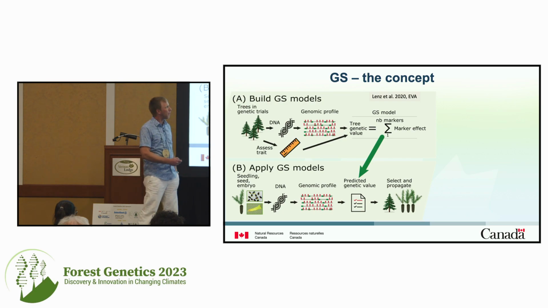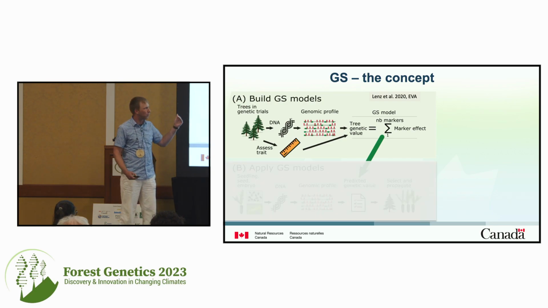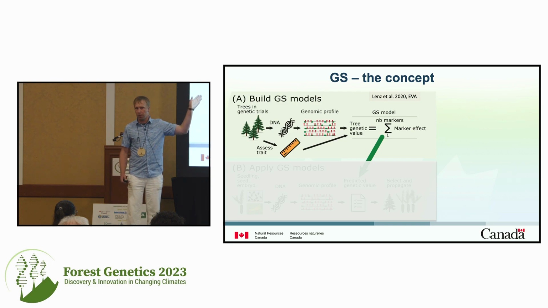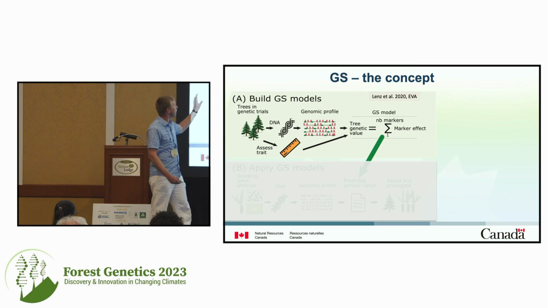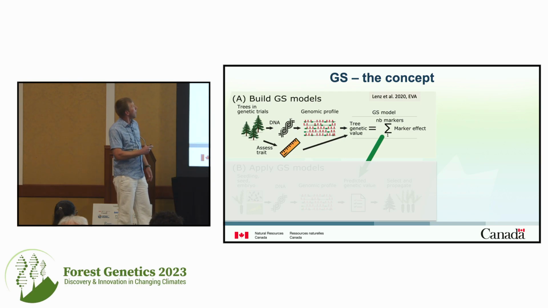So GS, everything is clear. I just put up this slide again. It's a two-step process, obviously. For the proof of concept, we were looking at the first step here, most often. We would basically get a representative sample of our breeding trial, get the phenotypes that we are interested in, get the genomic profiles, the marker profiles, and model them.